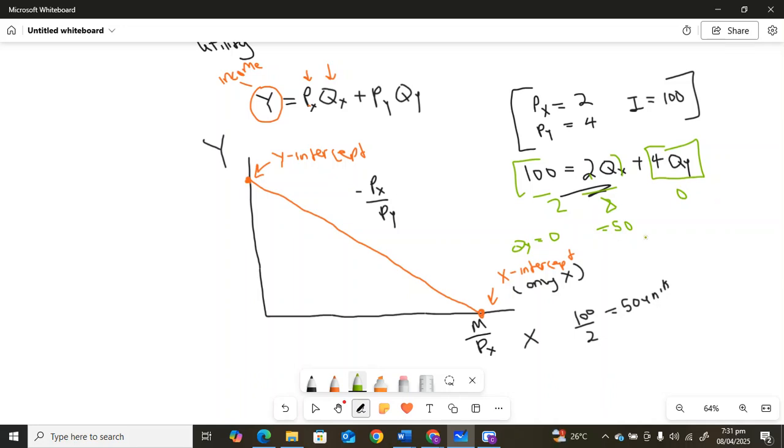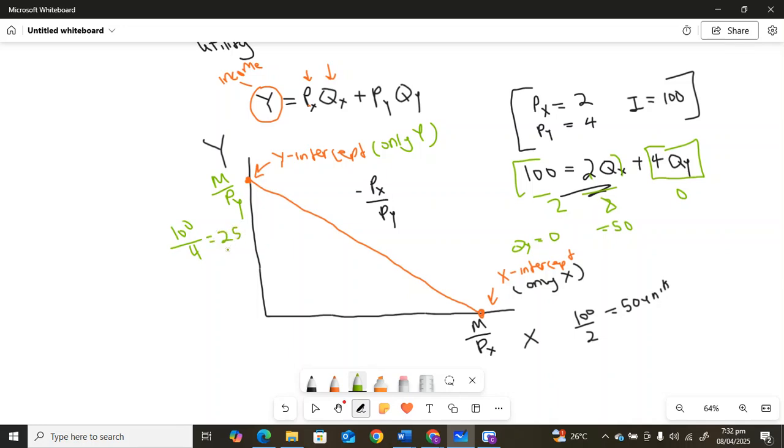Okay, the y-intercept, basically we're asking ourselves, if we only buy good y, how many units can we buy of it? So the y-intercept is just your income divided by the price of good y. Your income is 100 kwacha, the price of good y is 4 kwacha. So you can only buy 25 units of good y.